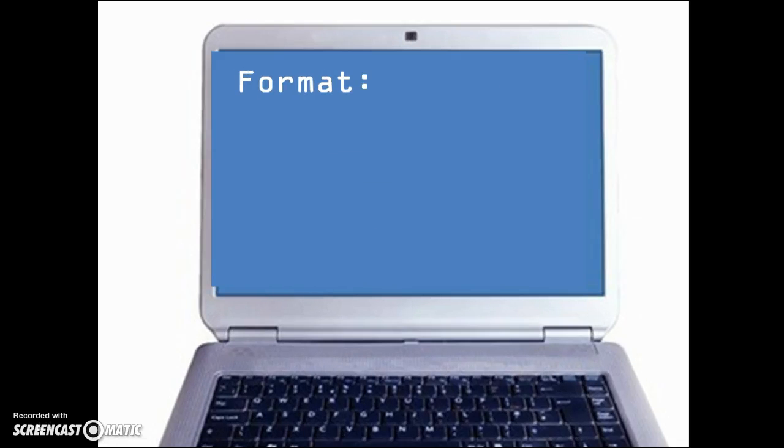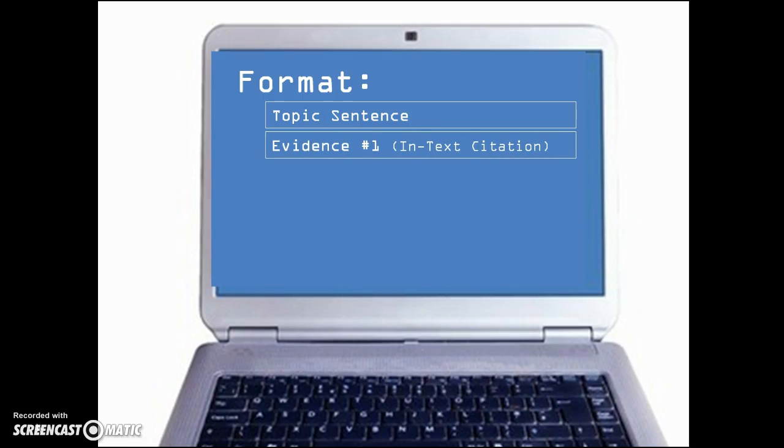Now, when writing your paragraph, you're going to have a specific format to follow. Your first sentence should be the topic sentence. The next part will be the evidence, which can be one or more sentences. Then comes the elaboration, which can also be one or more sentences. And you'll wrap up with the wrap-up sentence.